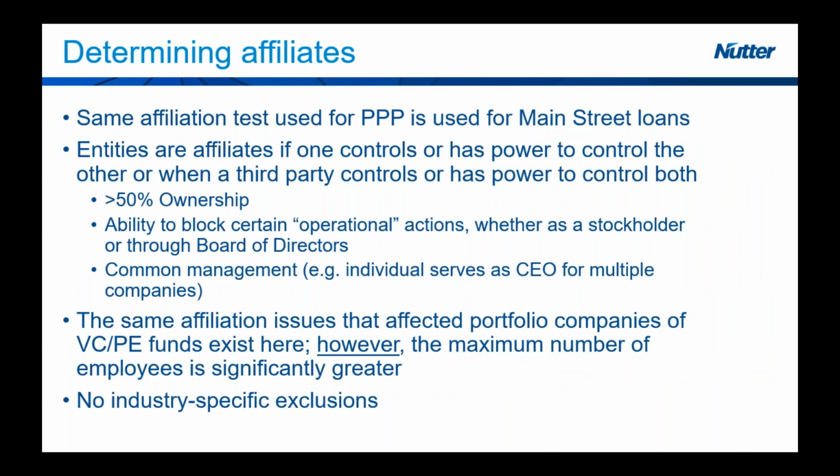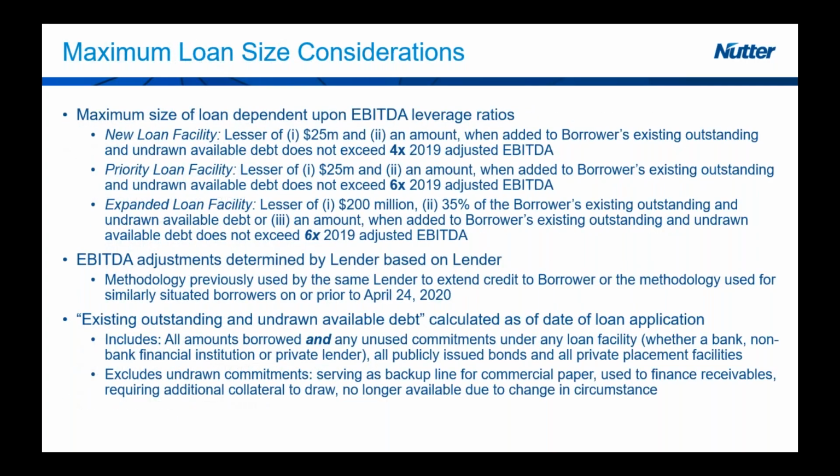Like Megan said earlier, one of the biggest pitfalls in this new program is how the loan sizes are determined. Initially, the term sheets put out by the Fed called for EBITDA leverage ratios that were unadjusted. The Fed took to heart the comments that came back from both lenders and borrowers and has now changed leverage ratios to be based on 2019 adjusted EBITDA.